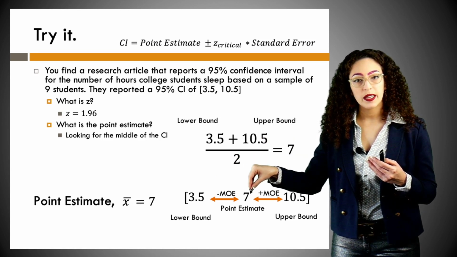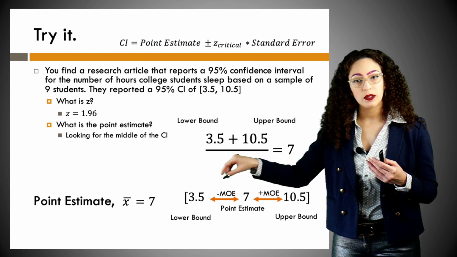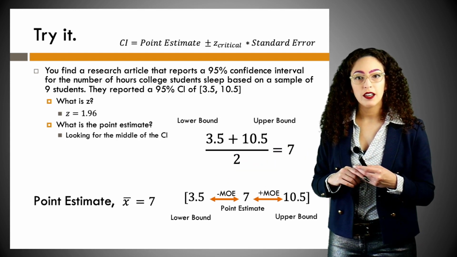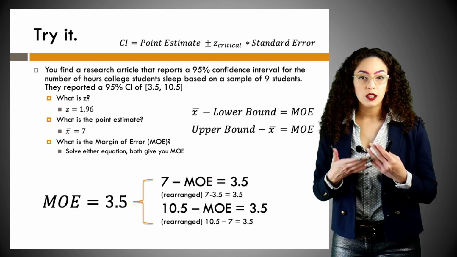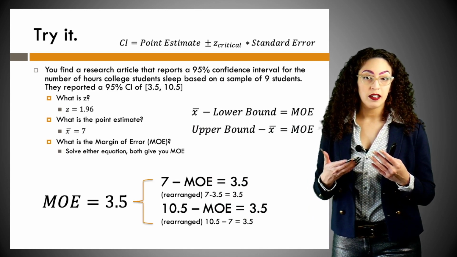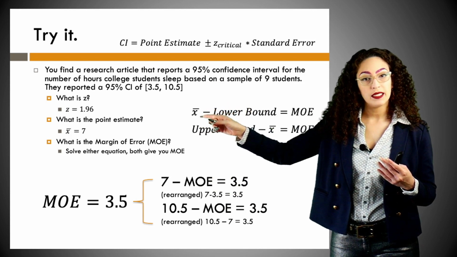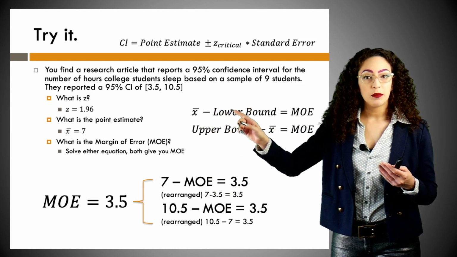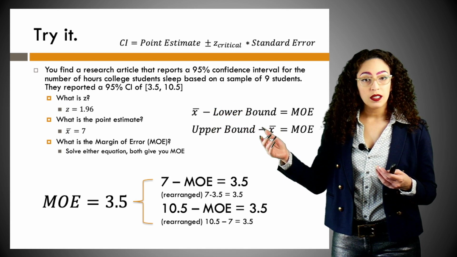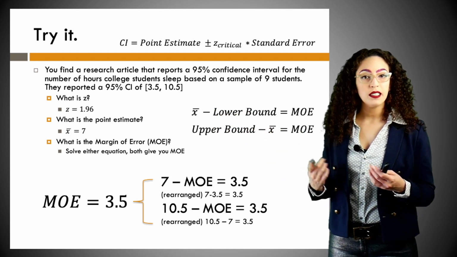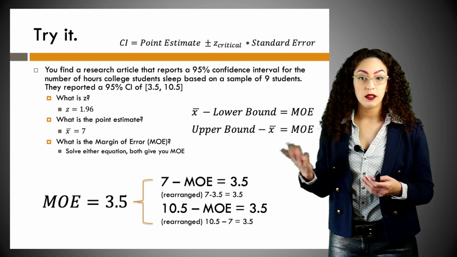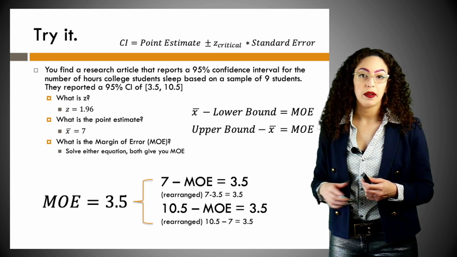And the distance from that point estimate to either the upper or lower bound is our margin of error. So let's go get our margin of error. There are 2 ways that you can figure out the margin of error. You can take the point estimate, so in this case 7, and subtract the lower bound, or you could take the upper bound and subtract the point estimate. Either one of these is going to give you the margin of error. You don't need to do both because they will give you the same answer.